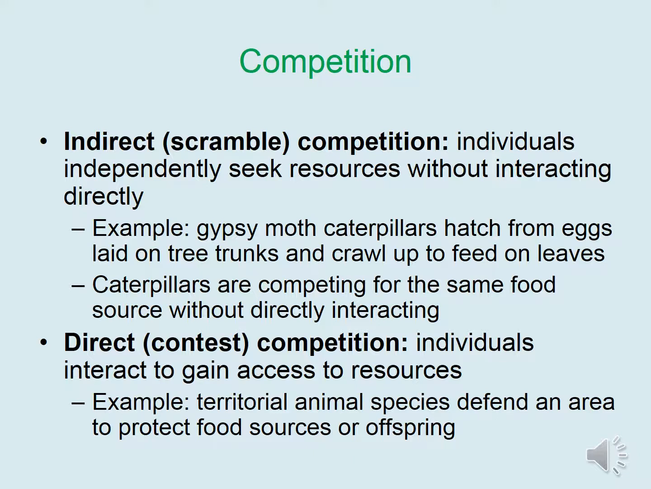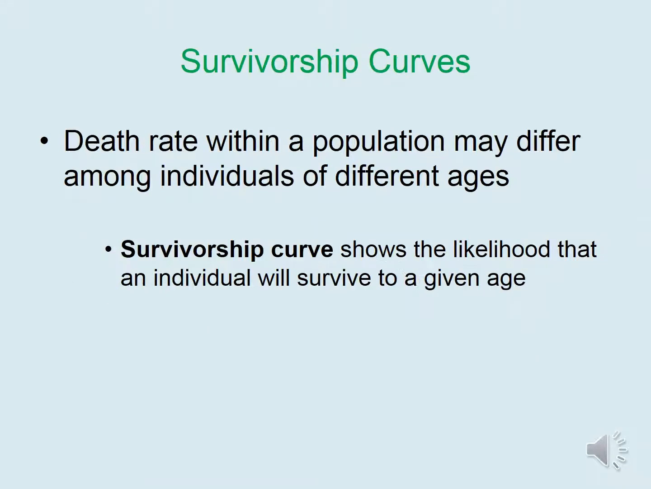During direct competition, individuals interact directly to gain access to resources. Examples would be territorial animal species defending an area to protect either food sources or offspring, for instance.